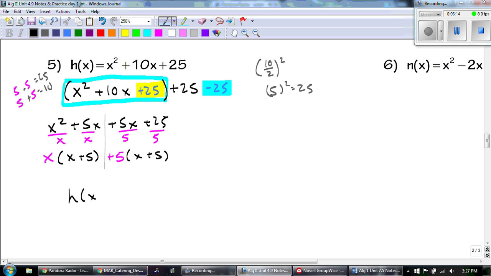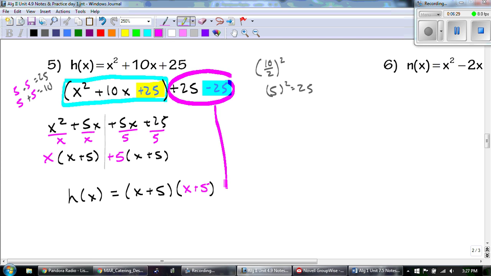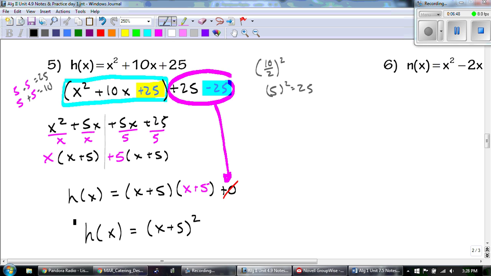So as I start to bring everything together, we have x plus 5, and then we also have x plus 5. But then what happened back here? 25 minus 25 is 0. Do I write the plus 0 there? No. So then we're done. It's just h of x equals x plus 5 squared.